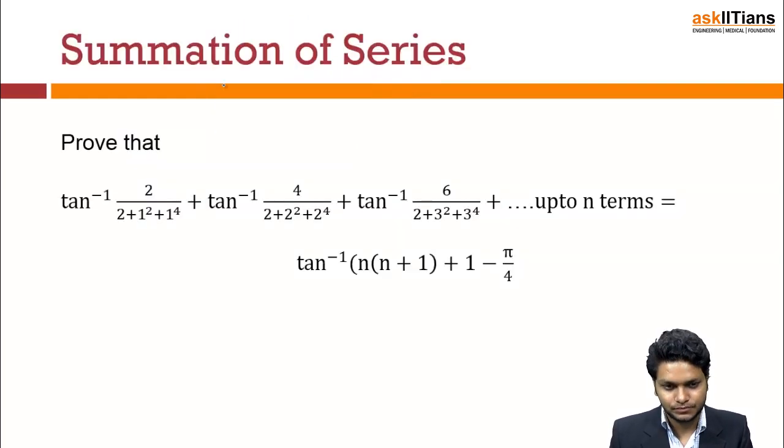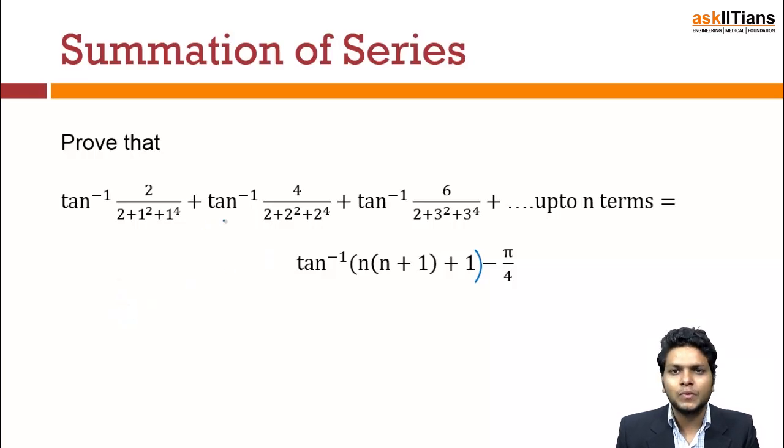in summation of series. Prove that tan inverse this, and so many big terms, is equal to n into n plus 1 minus pi by 4. The question is so big, it is a fainting question. So what to do?